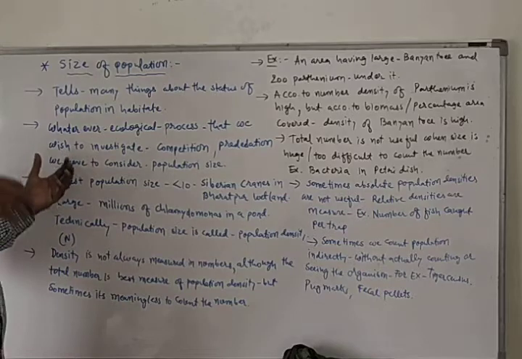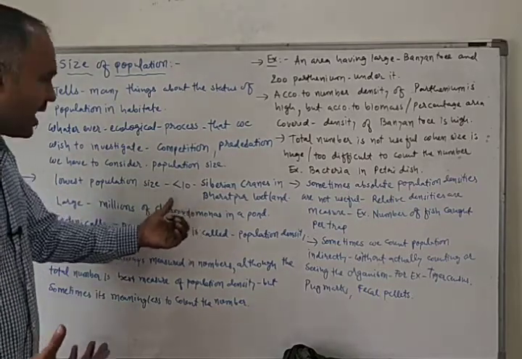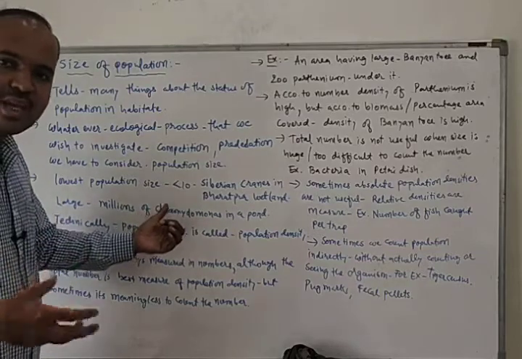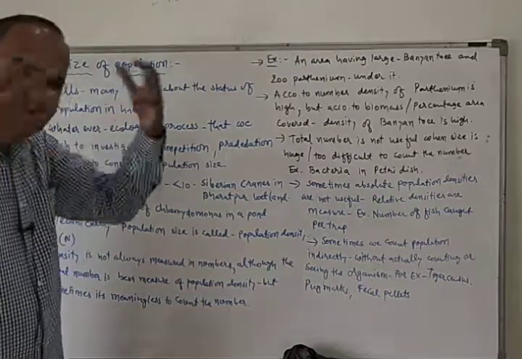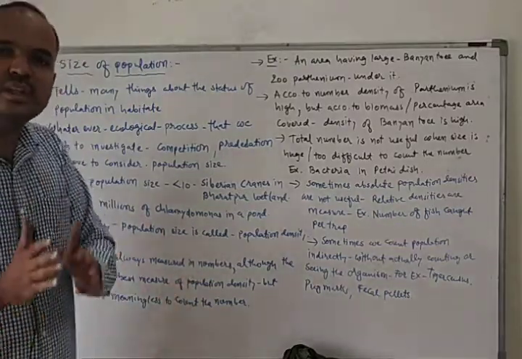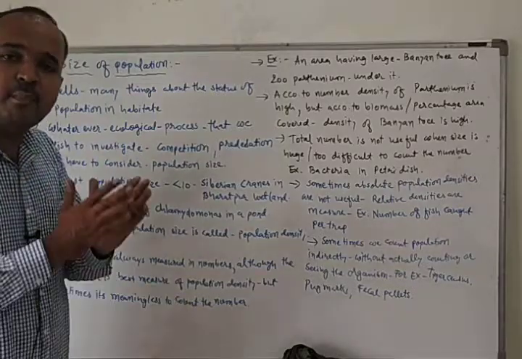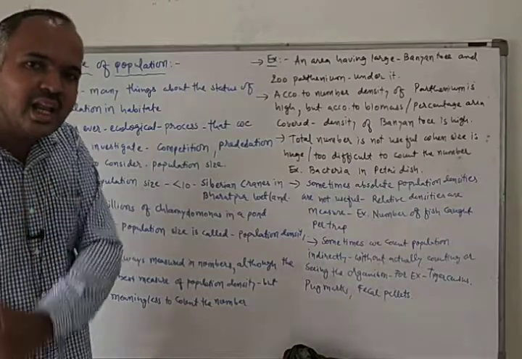Then, the smallest population size can be less than 10, and the largest population size can be in millions. So a population can be small, and a population can also be large.